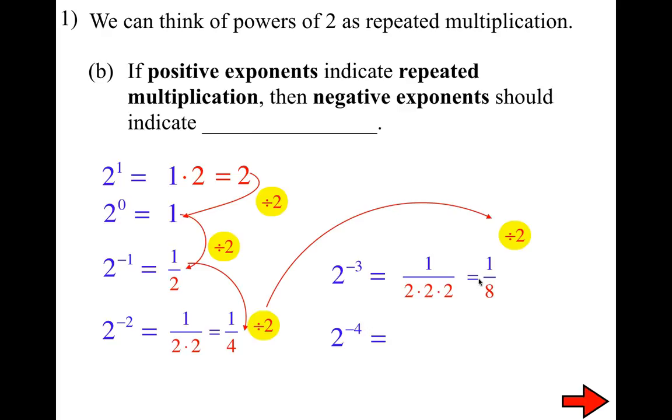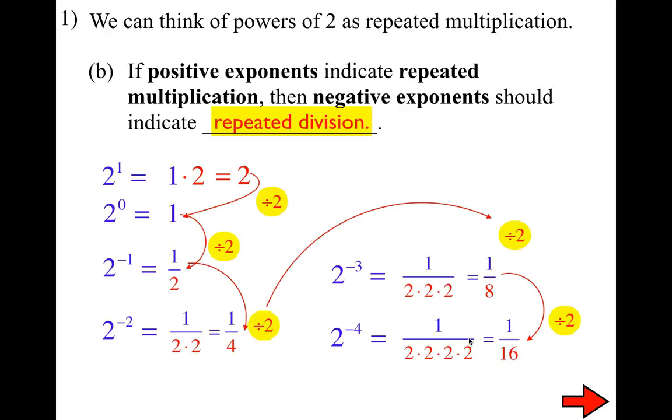Okay, so the next one, if I continue, I'm going to go ahead and divide by 2. It's going to add another 2 in the denominator, essentially giving me 1 over 2 to the 4th, which would give me 1/16. So hopefully you're starting to see what's happening and what negative exponents do to the base. Essentially, negative exponents indicate repeated division.